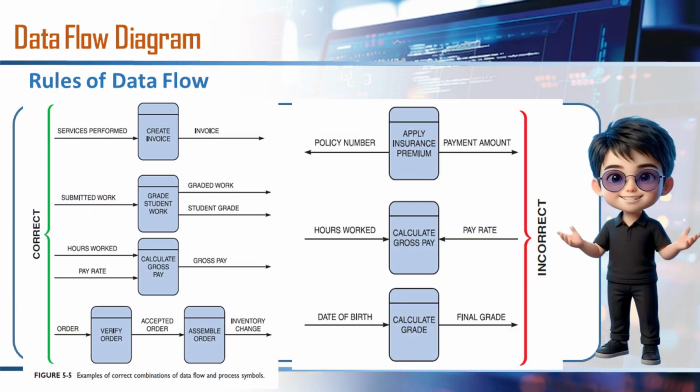Next, let us examine the correct and incorrect examples of combinations of data flow and process symbols in a data flow diagram, DFD. Pay close attention to how the data flow arrows connect to the process and ensure that each connection represents a valid movement of data into or out of the process.